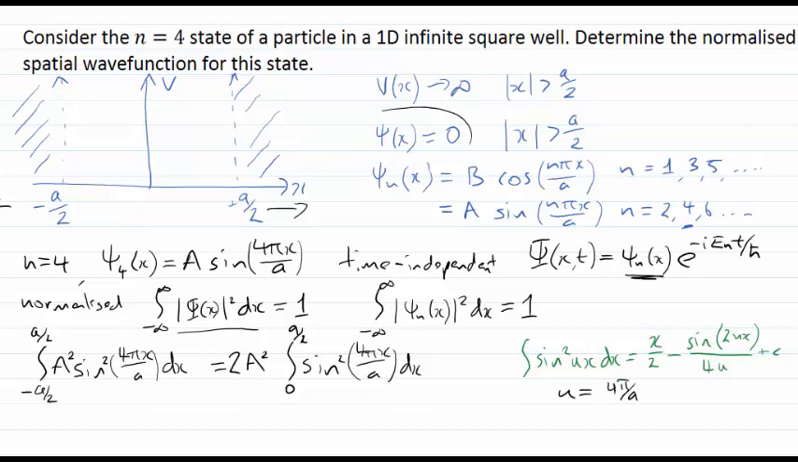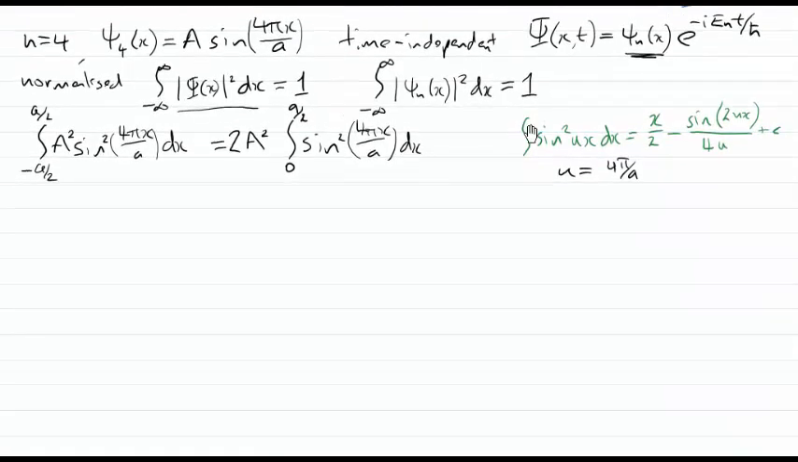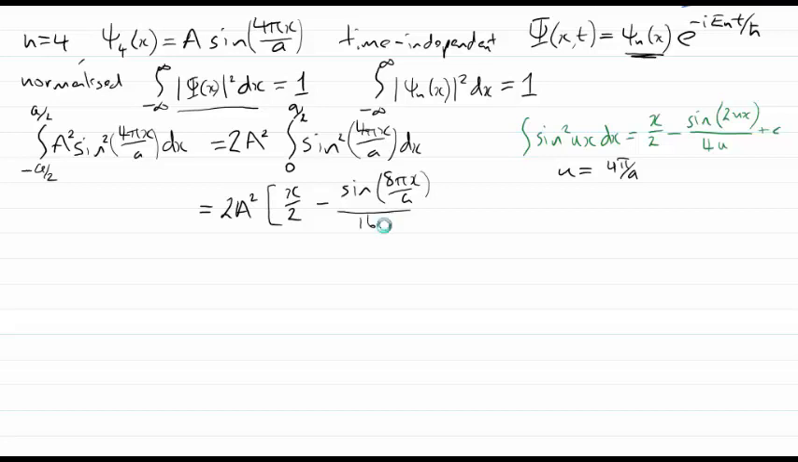So with that standard integral, let's give ourselves a little extra room to draw here. I should be able to do this integration fairly straightforwardly. What I'll have is 2 times capital A squared at the front, and the integral here will be x over 2 minus the sine of 2u times x. Remember, our u is that, so it's going to be the sine of 8 pi x over a, divided by 4 times u, which would be 16 pi divided by a. I'm going to evaluate that between small a over 2 and 0.